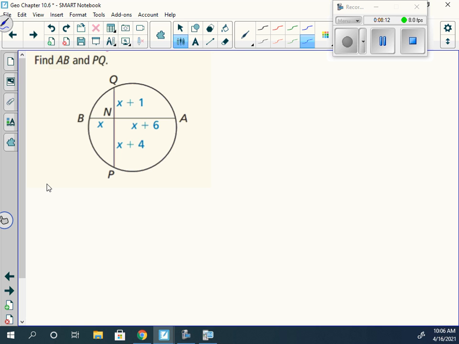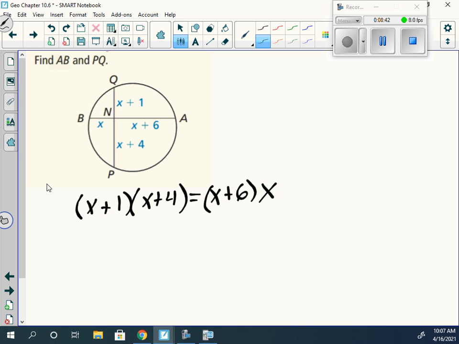We have another one like it here. Find A, B, and PQ. So just like on the last one we did, we're going to find the value of x so that we can plug it back in to find the lengths of the lines. So how can we set this equation up? Yes. X plus 6 times x. And then we're going to distribute.